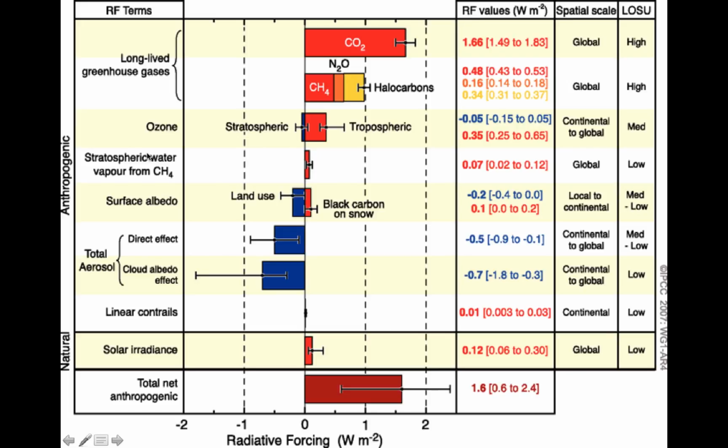Stratospheric water vapor from methane. Again, as methane goes up into the stratosphere, it creates water vapor during oxidation, so you end up with more water vapor up there, which will increase your warming at the surface as well.